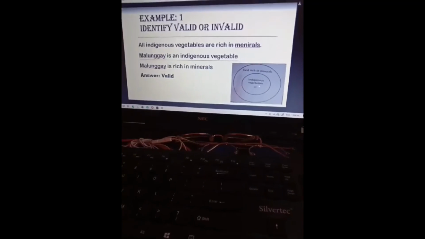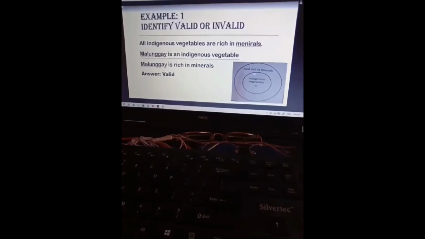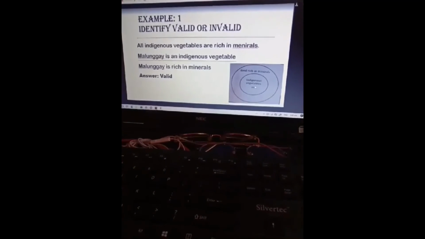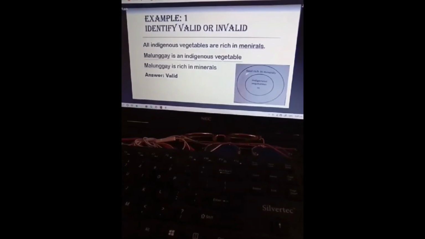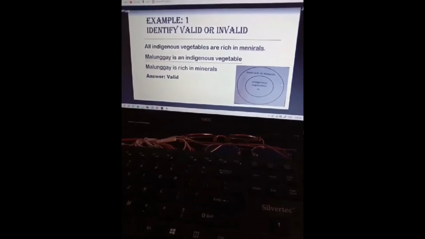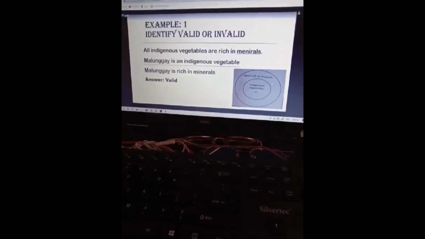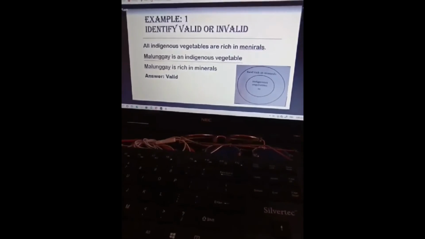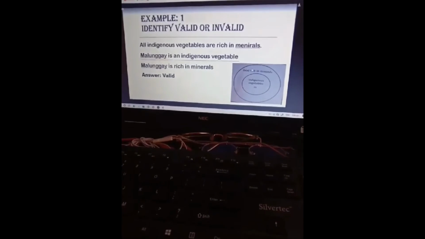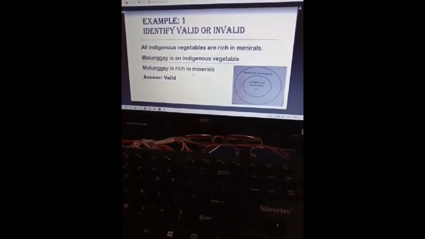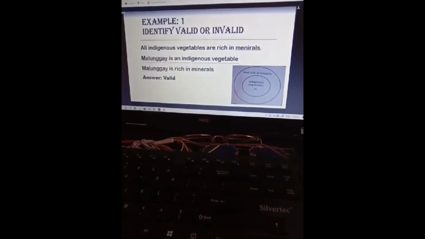Circle, and then, sa loob ng circles yung pinakamaliit ilalagay dito yung indigenous vegetable, and then yung dito naman sa malaki, sa pangalawang circle, is food enriched in minerals. So, ito yon. Nilagay natin dito yung food in minerals. And rich in minerals dito naman sa taas.